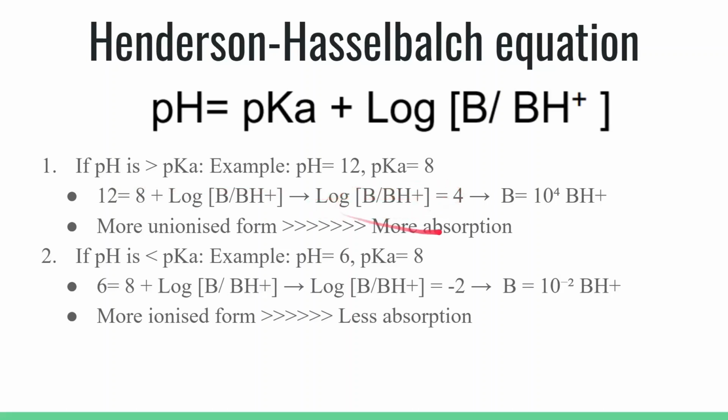We do some math, and we eventually come up to this equation, which states that the B, which is the uncharged base, equals 10,000 times the BH positive, the cationic form. What does this mean? This means that the uncharged base is 10,000 times greater in concentration than the ionized form, which means that this local anesthetic is going to have a very, very short onset of action.